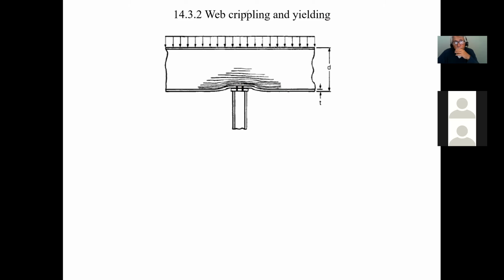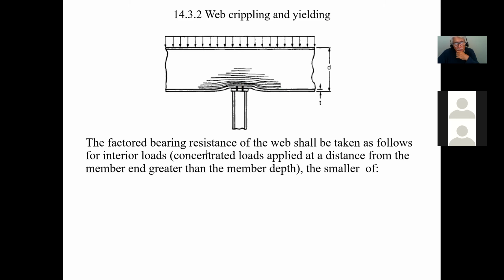And of course, now, how do we check this? Well, this is what we do, okay? The factored bearing resistance of the web shall be taken as follows for interior loads. Now, these equations are for interior loads, and since these columns are all interior loads, I just gave you one here. You can also have one for exterior loads, but that's only when the column is sitting on top of the beam for exterior loads, and that's very rarely we do that.